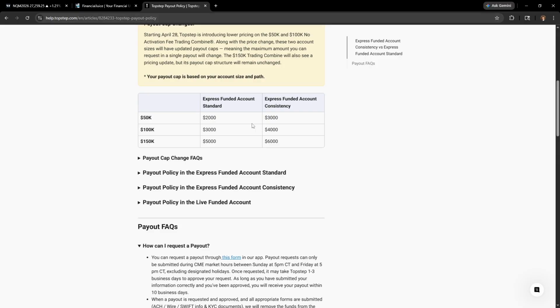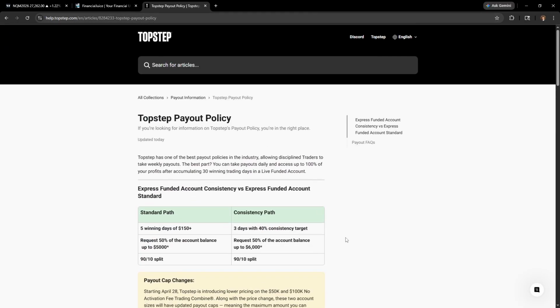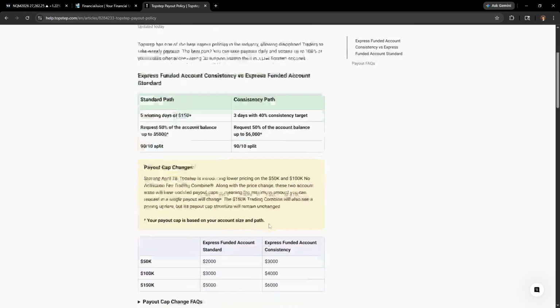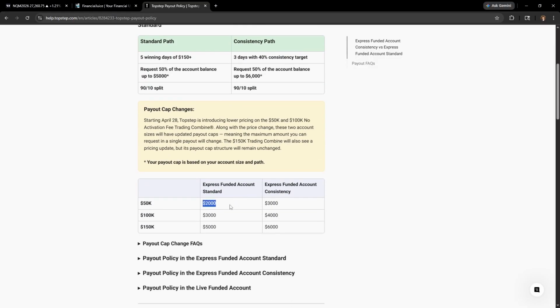Okay, then yeah, I agree. If you really think about it, they're just going to the industry standard. Technically, Lucid and Tradeify have the same payout cap now. It's not really a big deal. It just makes them worse, because you can't trade evade with them.